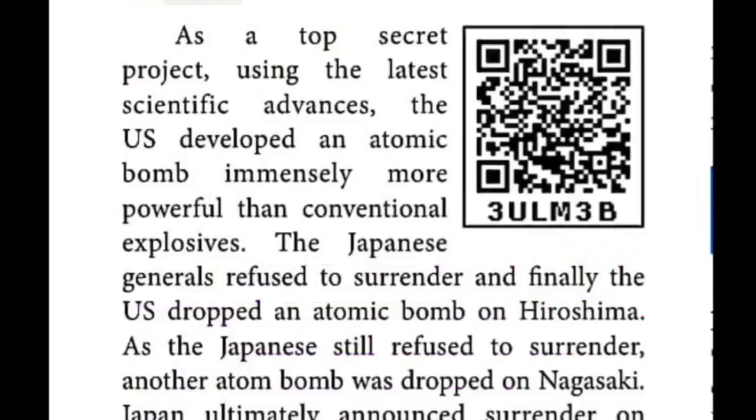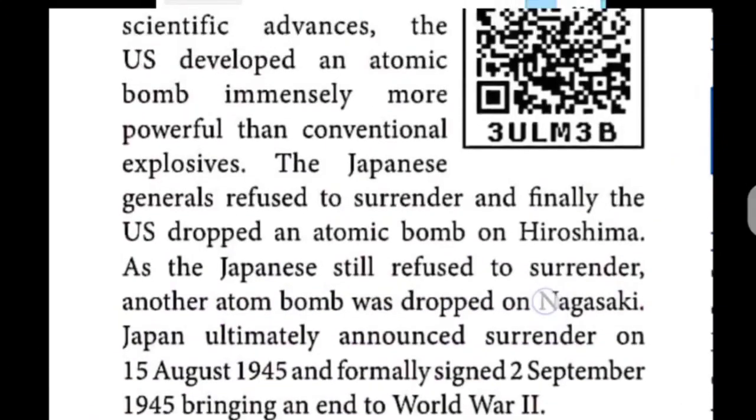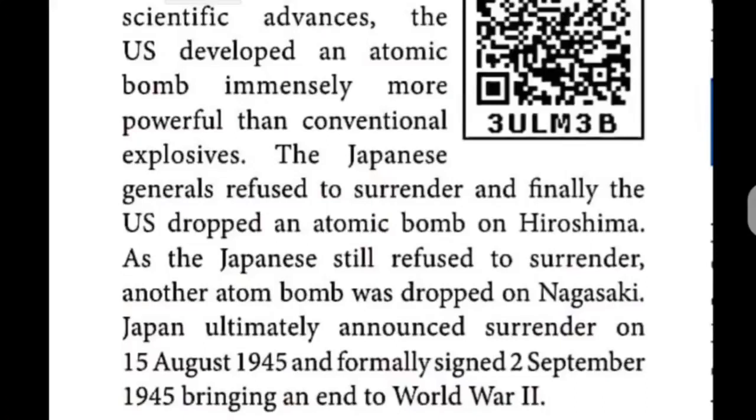Japan ultimately announced the surrender. Japan announced their surrender on 15th August 1945 and formally signed on 2nd September 1945. The Treaty of Paris was signed, bringing an end to the Second World War. So these are the things given under Hiroshima and Nagasaki. The Japanese generals refused to surrender, so that was the reason for America throwing the bombs on Japan.